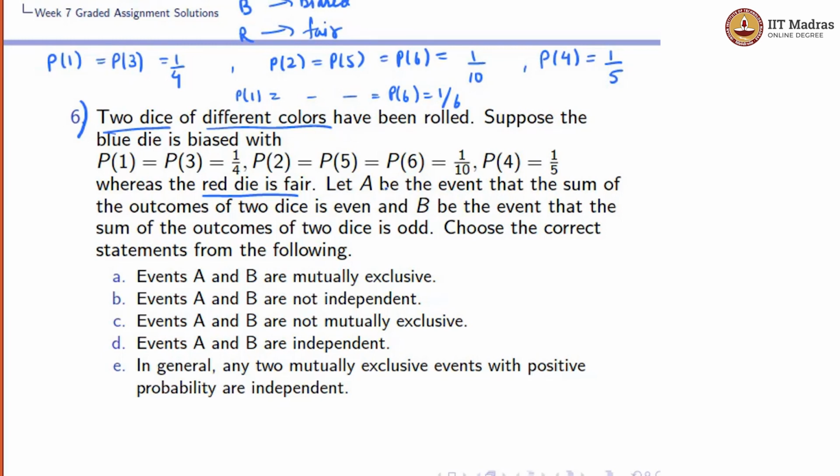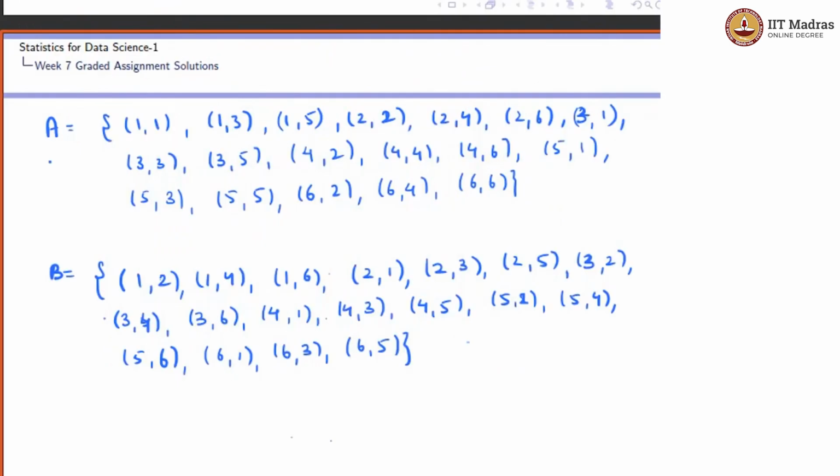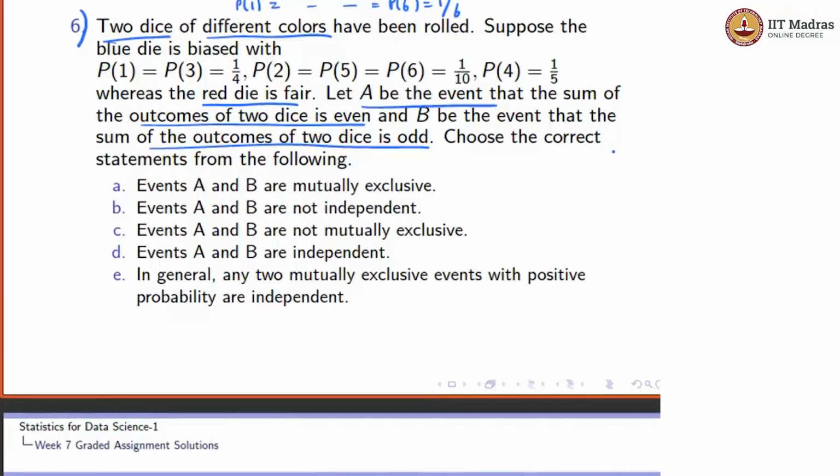Now we are defining the event A such that the sum of the outcomes of two dice is even. So this is our event A and event B. You can see that the sum of the outcomes of the dice are all even in this case, and the outcomes in the other case are odd. This is odd and this is even. Now the question is, choose the correct statements from the following.